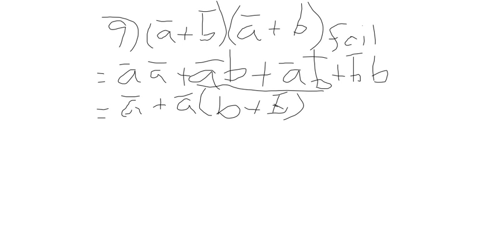And then finally, anything and its complement is 0. If B is 1, B naught is 0, and 0 and 1 is 0. If B is 0, B naught is 1. Again, 1 and 0 is 0. So that last term just is 0.